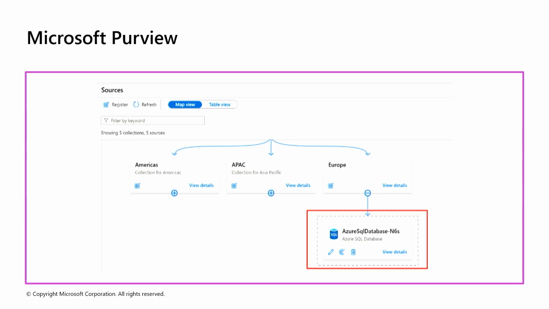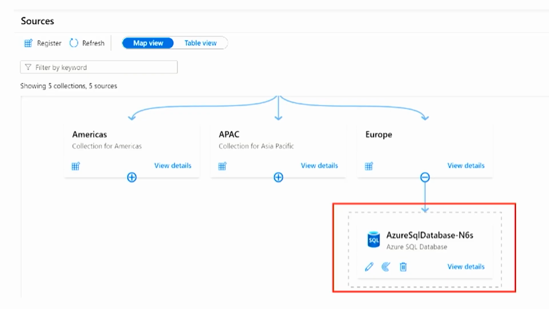Here is a screenshot from the Microsoft Purview Sources interface, showcasing how data assets are organized and managed across global regions. Collections such as Americas, APAC, and Europe are visually grouped, each containing registered data sources like the highlighted Azure SQL Database N6S instance. The interface allows users to filter, register, and view data sources using tools like map view, table view, and keyword search.